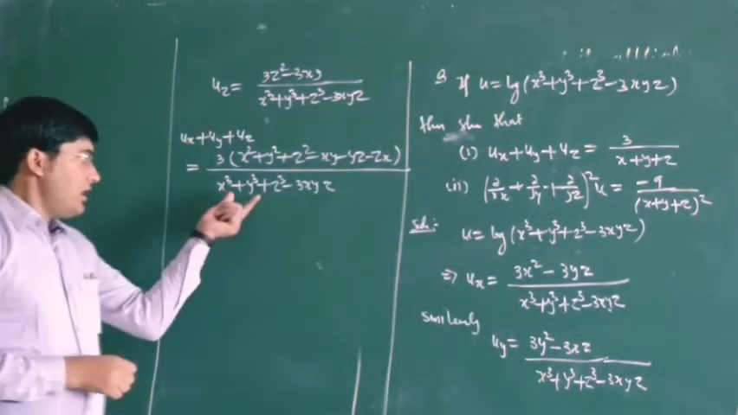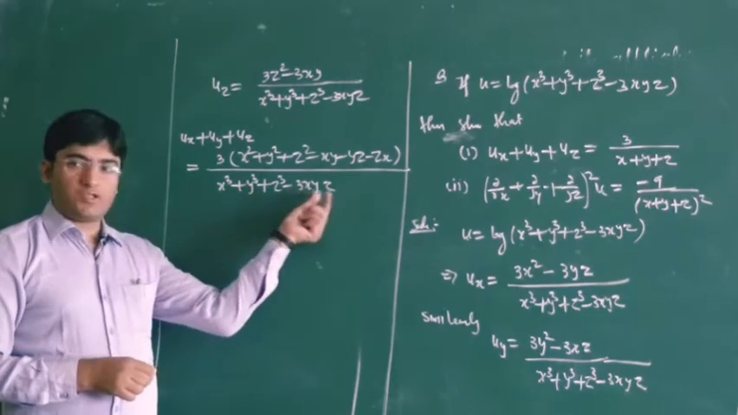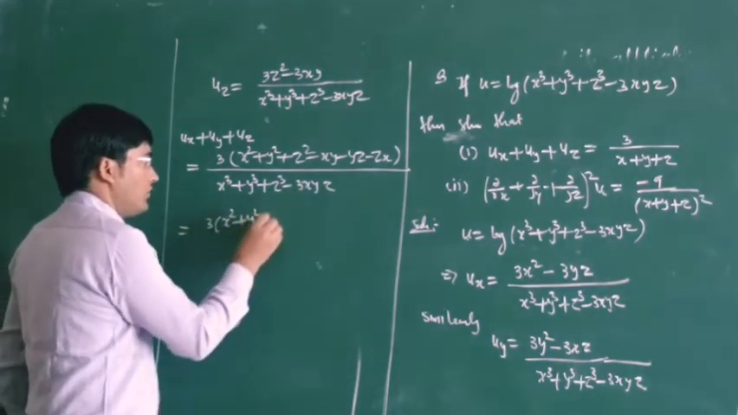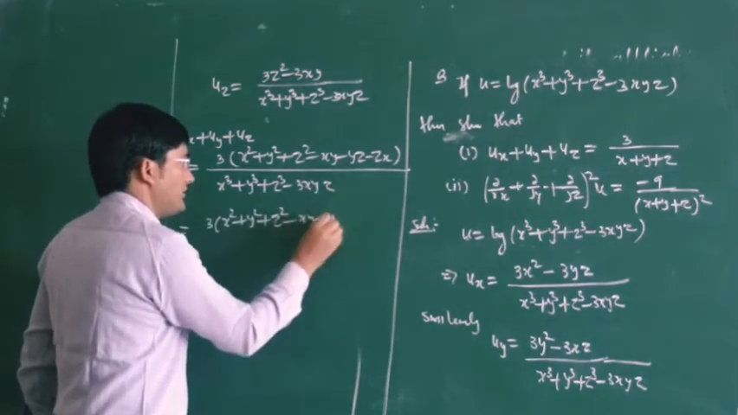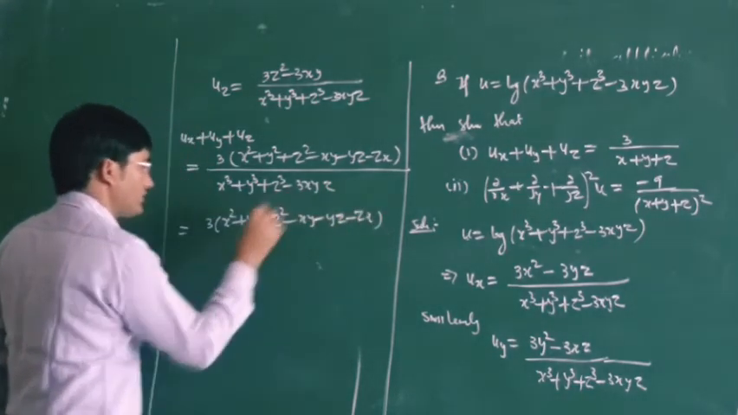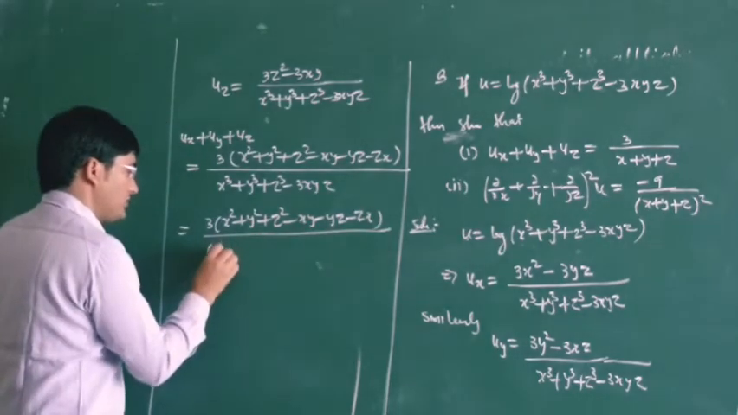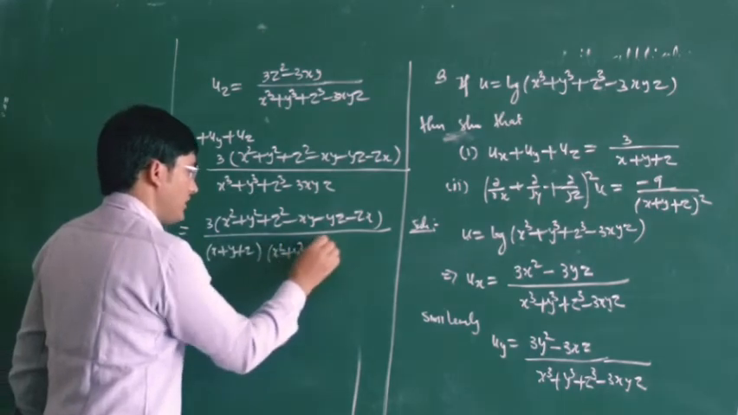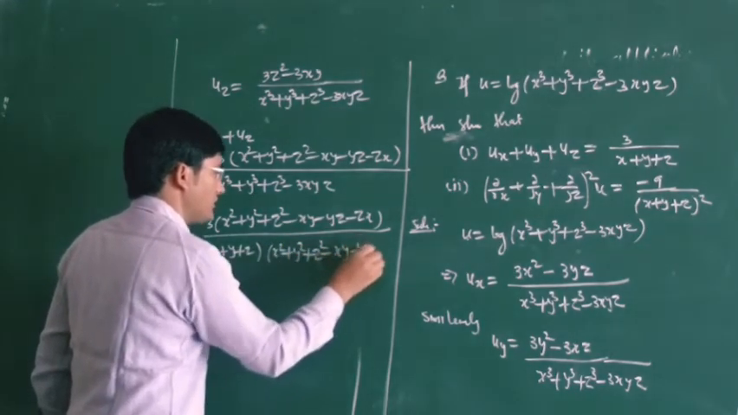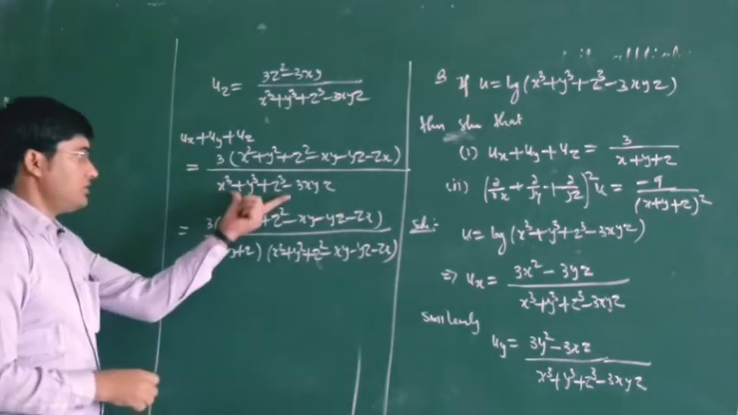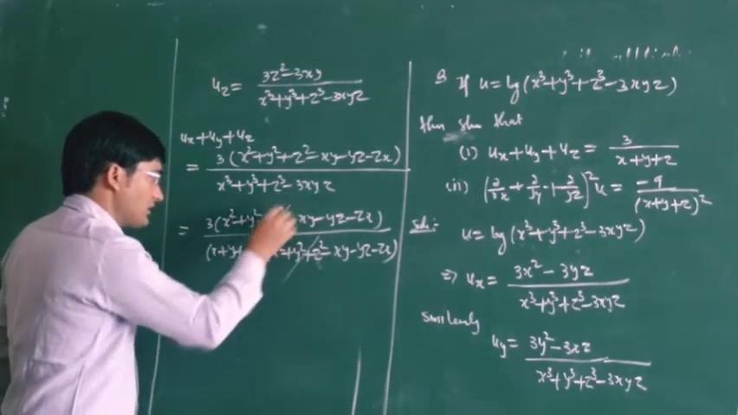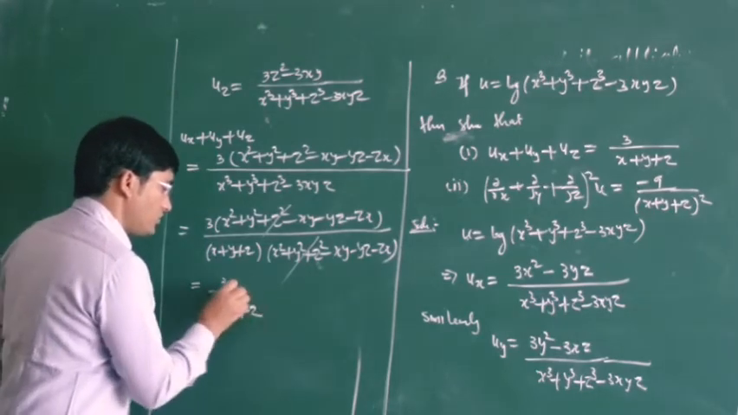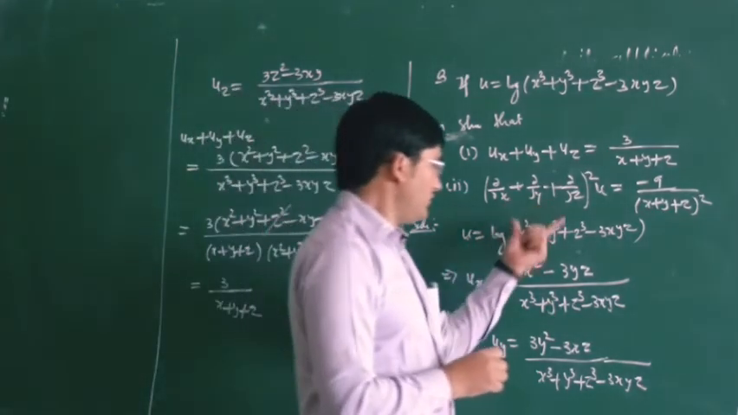Now we have the factors of x cube plus y cube plus z cube minus 3xyz as x plus y plus z into x square plus y square plus z square minus xy minus yz minus zx. This is your factor of this value. So here you can see that this term is cancelled. So we have 3 upon x plus y plus z. This was your first part. So we have done the first part.